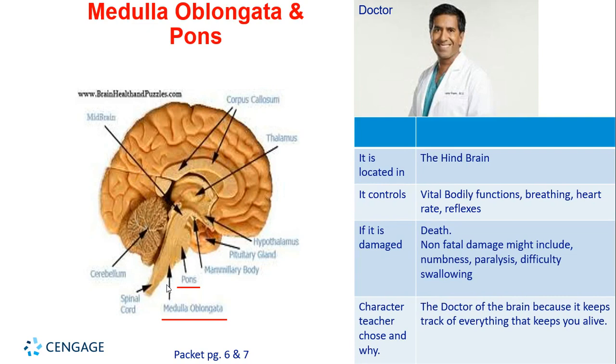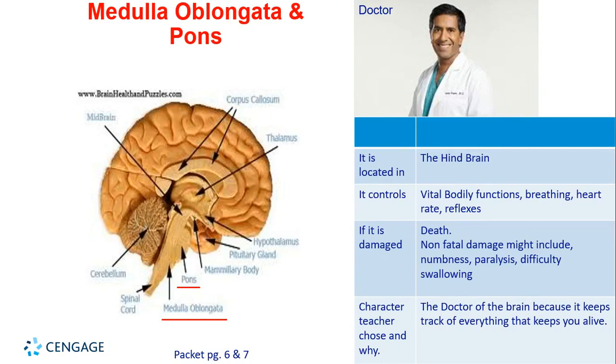Non-fatal damage, so that's going to be like partial damage to a specific part, might include things like numbness, paralysis of a whole chunk of your body, difficulty swallowing, for example. Now, it's very complicated to think about each part of the brain, this little chunk and that little chunk. So I often like to include little characters that help you to remember. And I think of my medulla as the doctor of the brain because it's your medulla that keeps you alive. It controls your heart, it controls your lungs, and all the things that your doctor usually looks for to make sure that you're staying alive.